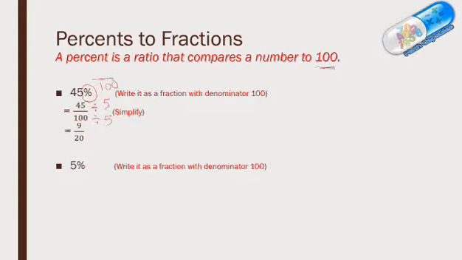Another example, 5%. We again write it as a fraction with denominator 100 because this is the percentage sign, which means it's over 100. So we write it as 5 over 100. Now ask yourself, is it in the simplest form or do you need to simplify it more? Of course, it should be simplified more by dividing by the greatest common factor, which is 5. So the answer will be 1 over 20.